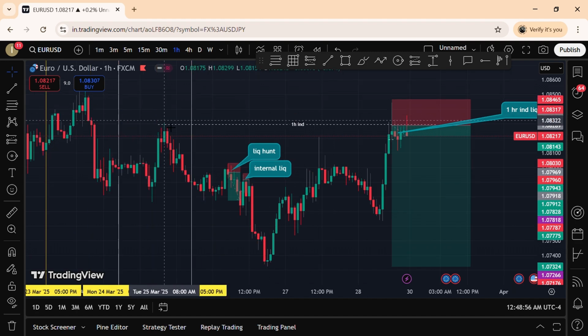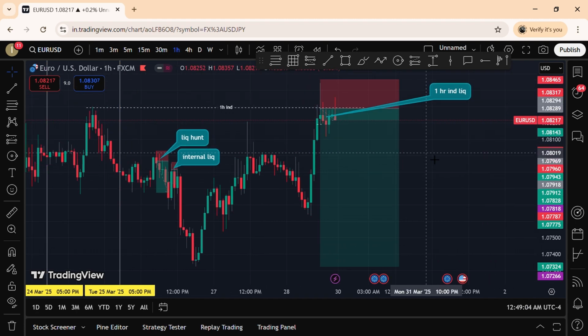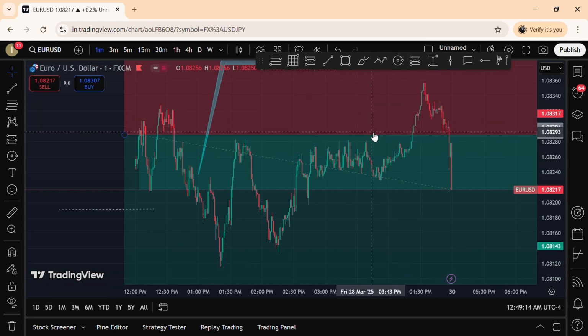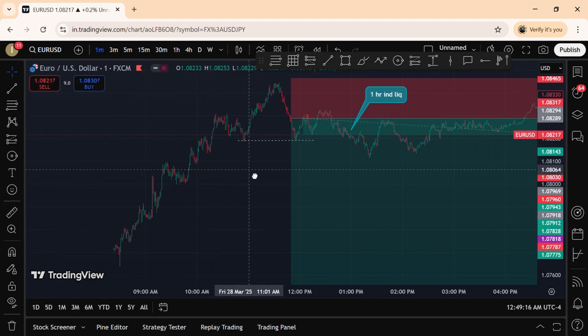If we see the breakdown of this trade, it was a 1 hour inducement sweep. I hope you guys know what is an inducement sweep. If not, let me know in the comment section. I will make a video on that as well. So let's see how I entered this trade, and I planned this entry in the 3 minute time frame because it is a major liquidity in the 4 hour time frame as well.